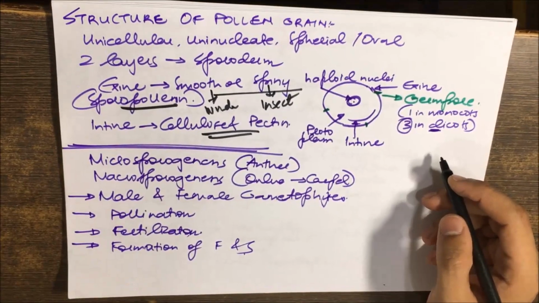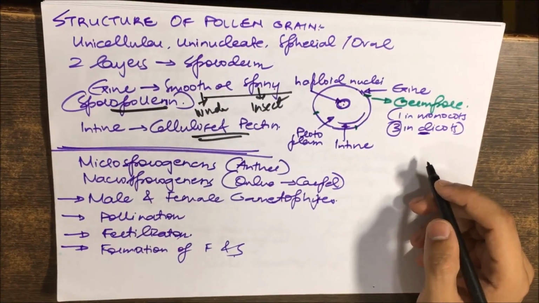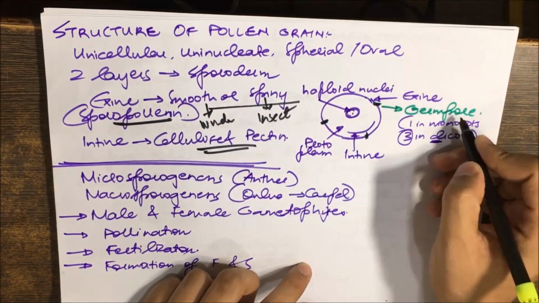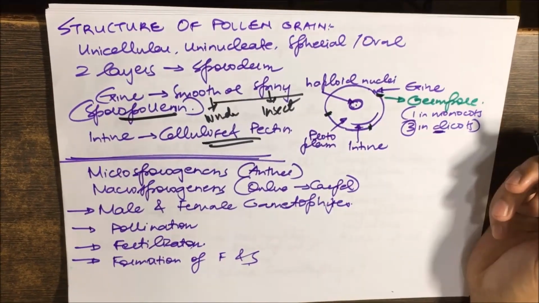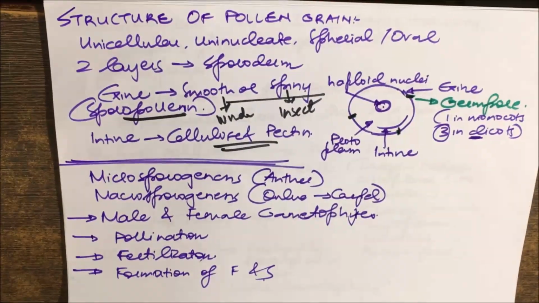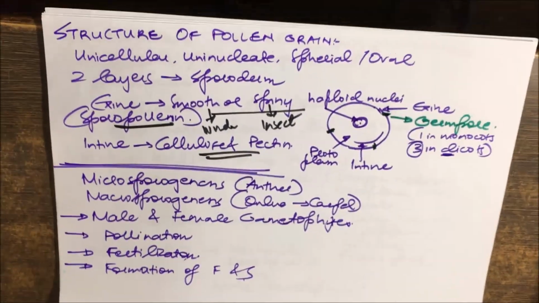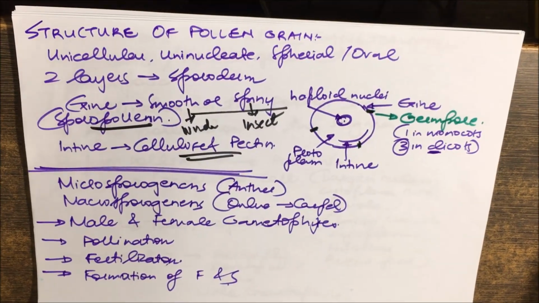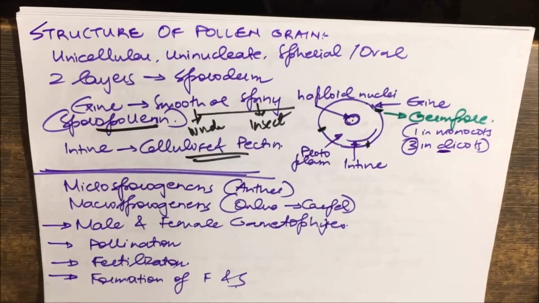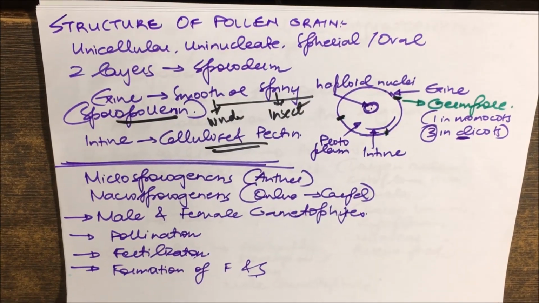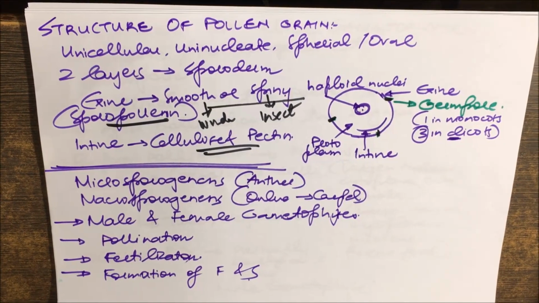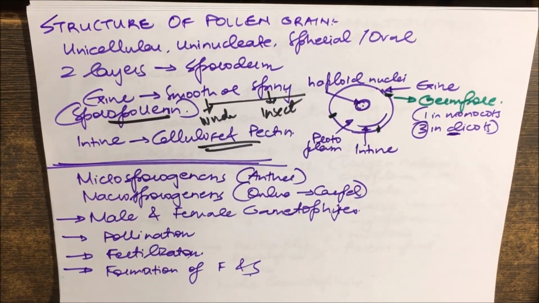The intine and the exine layer, or the sporoderm, show the presence of a small gap, which is known as the germ pore, from which the pollen tube is seen arising at a later stage. Generally, pollen grains may be uniporate in case of monocots and triporate, consisting of 3 germ pores, in case of dicots. The inner layer of the sporoderm is called the intine, as we talked about earlier, and shows the presence of cellulose and pectin as its components.